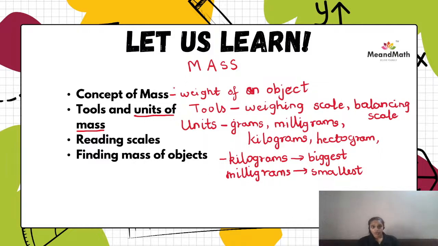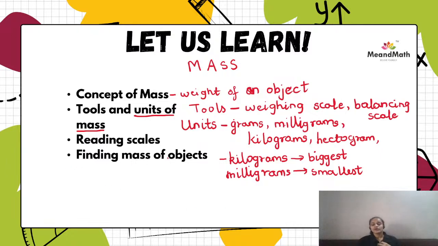Okay, so now we know what mass is, we know what the tools used are, what the units are, and which is the biggest and the smallest unit used in measuring mass. So we have different scales to weigh objects and measure the mass. We can read the scale with the help of the units and find out the weight of any object, and accordingly do the trading or whatever buying and selling of the objects, right?